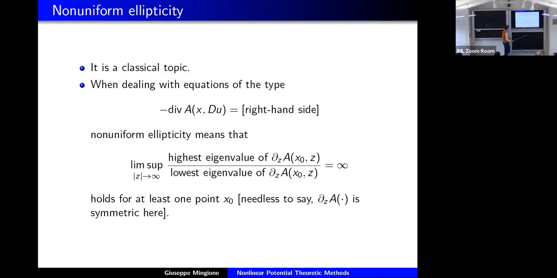Non-uniform ellipticity is when there's at least one point where this fails. It's as simple as that. At least one point, because I'm considering continuous coefficients, so one point means a lot already. But anyway, when you are not able to control this quantity, then you are in the non-uniformly elliptic setting.